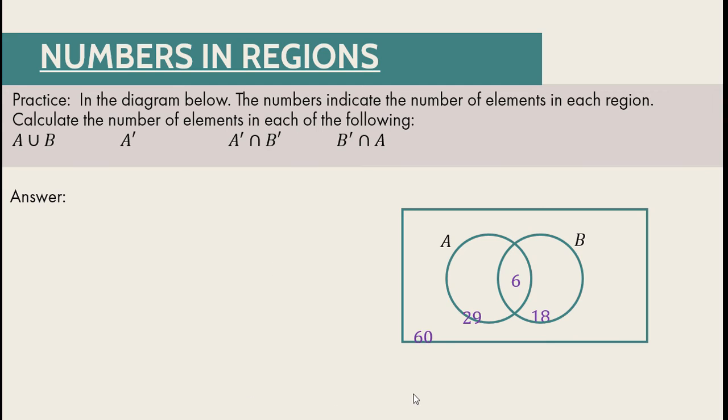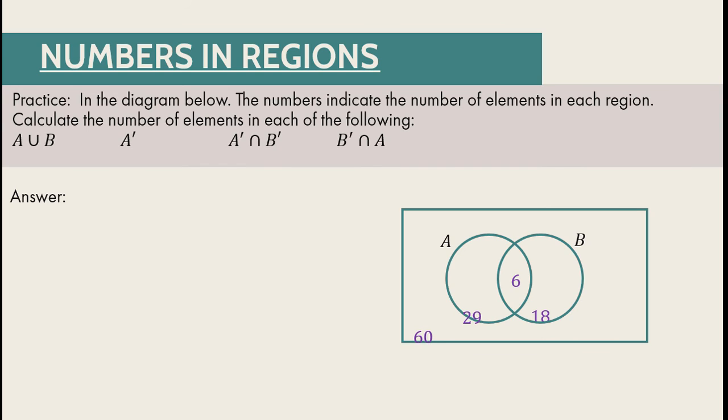Given that when I write the number on the edge of the circle, it means the number of elements in the entire circle. The number 18 is put on the edge of the circle B. It means that there are 18 elements in the entire circle B. And the number 6 inside the region of the overlapping circles means that there are 6 elements in common to the two circles.